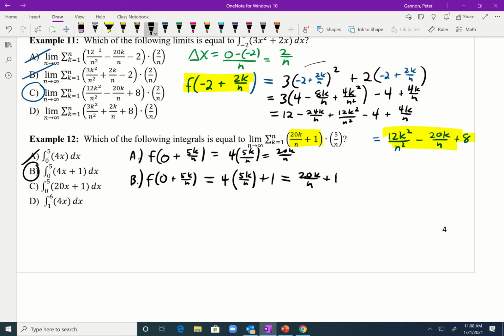If you went through the additional choices, you would see that they do not give you the correct f of a plus k delta x. So again, being a multiple choice problem, sometimes using that process of elimination is the best way to go.